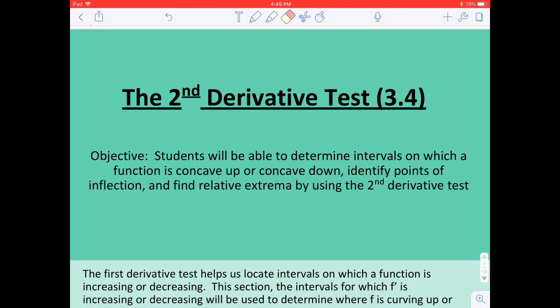Okay, so today we're going to talk about the second derivative test as well as concavity. This is lesson 4 from unit 3. So our objective for today is that students will be able to determine intervals on which a function is concave up or concave down, identify points of inflection, and find relative extrema by using the second derivative test.